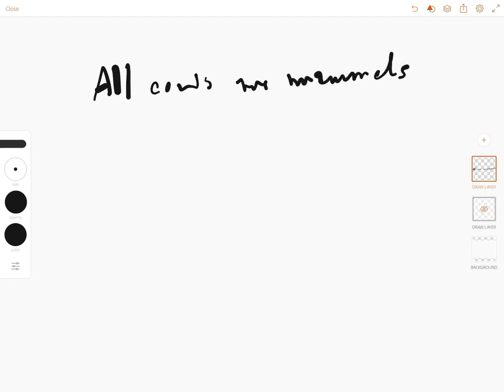Okay, let's look at an example from the previous tutorial. All cows are mammals. All right, so now we can represent the category cow with a capital C just for convenience, and we can represent the category mammal with a capital M also for convenience.